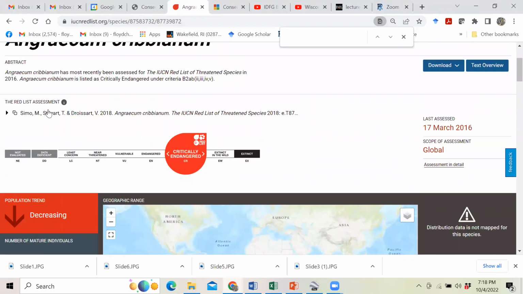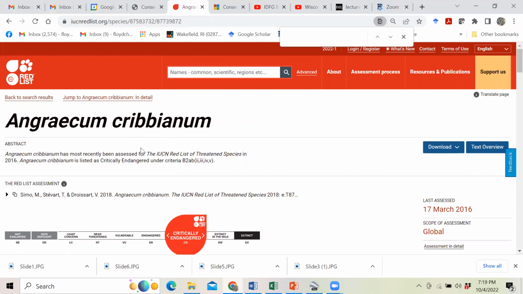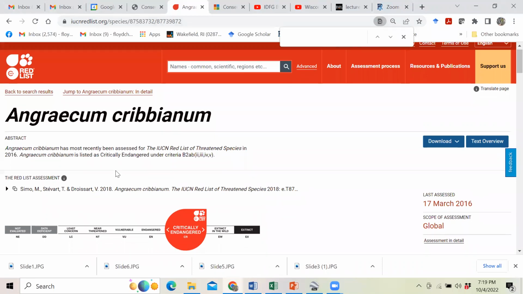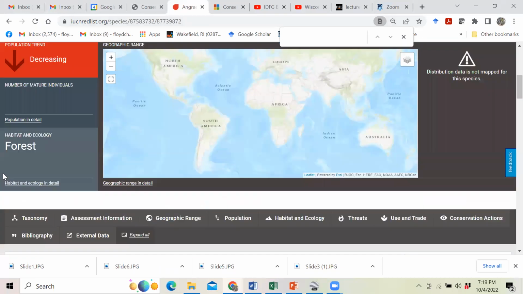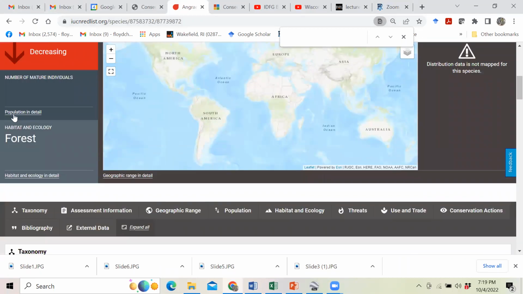Oftentimes, just to get a species listed here in the IUCN Red List, to be able to assess it, to determine where it is along this gradient here, requires data that doesn't exist. Somebody has to go out and do the hard work, usually in the field, to estimate population size and learn about its habitat associations and its breeding requirements, all of that: diet, food, soils, whatever it is. Somebody's got to go out and do that work, and a lot of times the work has not been done.